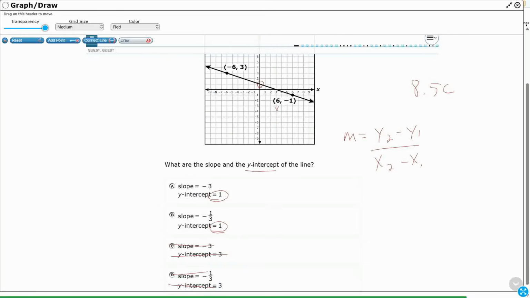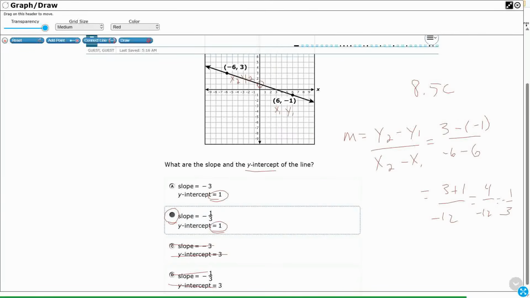So let's label this x1 and y1. If you wanted to flip those, you would still get the exact same answer. x2 and y2. As long as we label them, we can keep them straight. We're good to go. So y2 is 3 minus y1, negative 1. x2 is negative 6 minus, and then 6 is x1. So that's going to be 3 plus 1 over negative 12. So that's going to be 4 over negative 12, which equals my negative 1/3. And so here's my answer B.